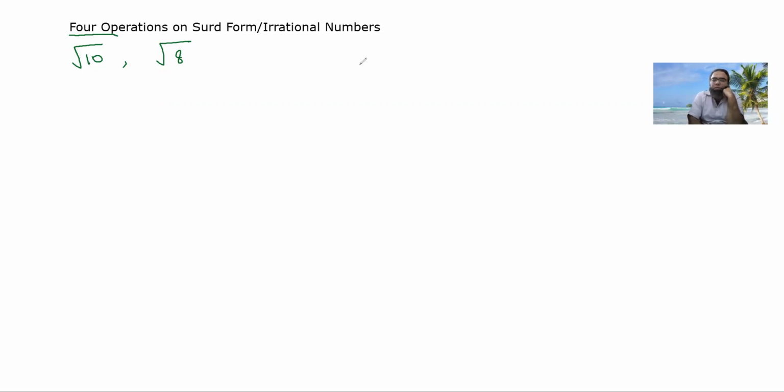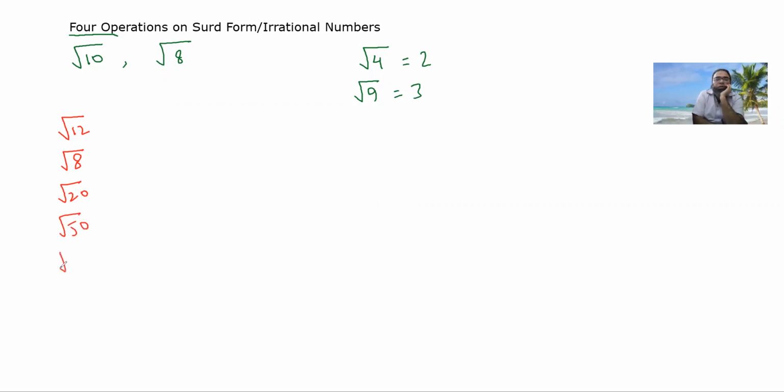As you know, if you have the square root of 4, you can write it as 2. And if there is the square root of 9, you know this is going to be 3. But what if you have the square root of 12, or the square root of 8, maybe the square root of 20, then the square root of 50, the square root of 80, and then the square root of 27. These are the typical numbers in surd form that we see, and we must know how to simplify them.